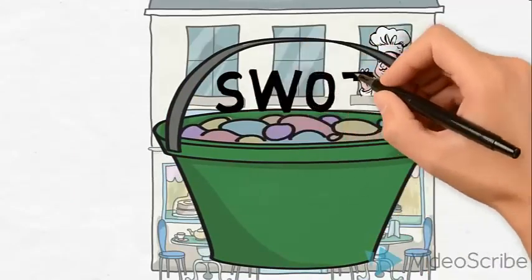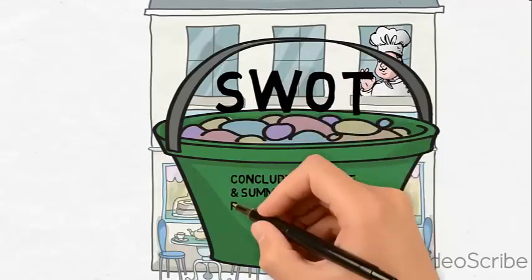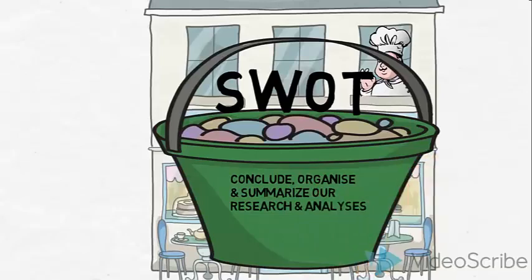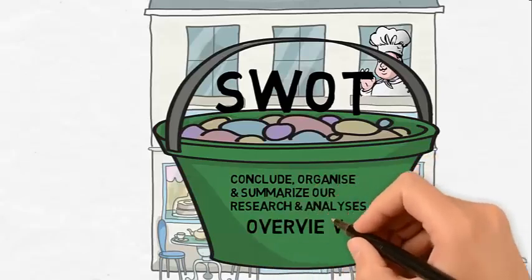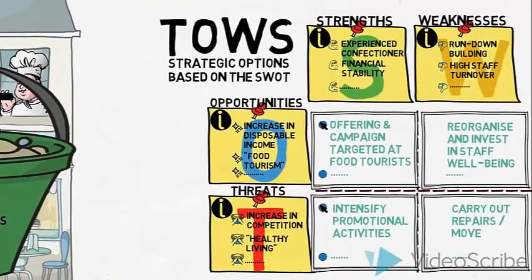So, the SWOT is a useful tool to conclude, organize and summarize our conducted research and analysis. It provides us with a good overview of what our findings mean to the French cafe. And the TAUS is a useful tool for taking the next step of generating strategic options, possible actions we can take based on our findings.